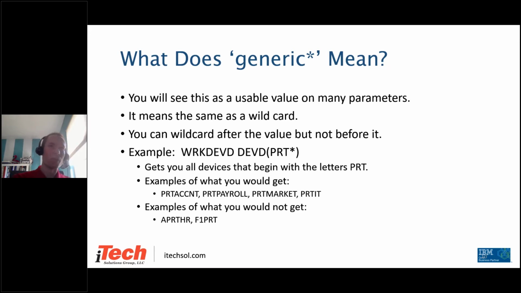In an example here with Work with Device Description, we've got the device description as PRT asterisk. That gets you all devices that begin with the letters PRT. Unfortunately, when you have the option of generic, you can't put asterisk PRT to get anything with letters before PRT. If you put PRT asterisk, you're going to get all the printers in this example that begin with PRT. What you're not going to get is anything that contains PRT in the middle or at the end, unfortunately.